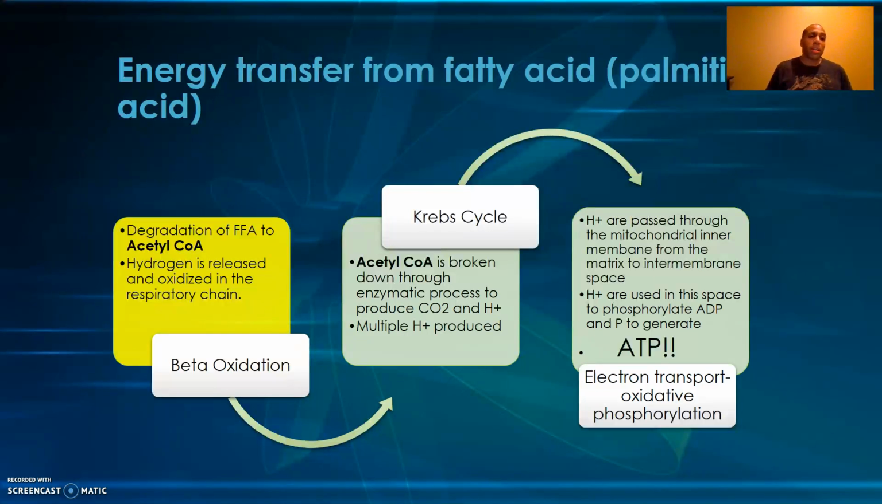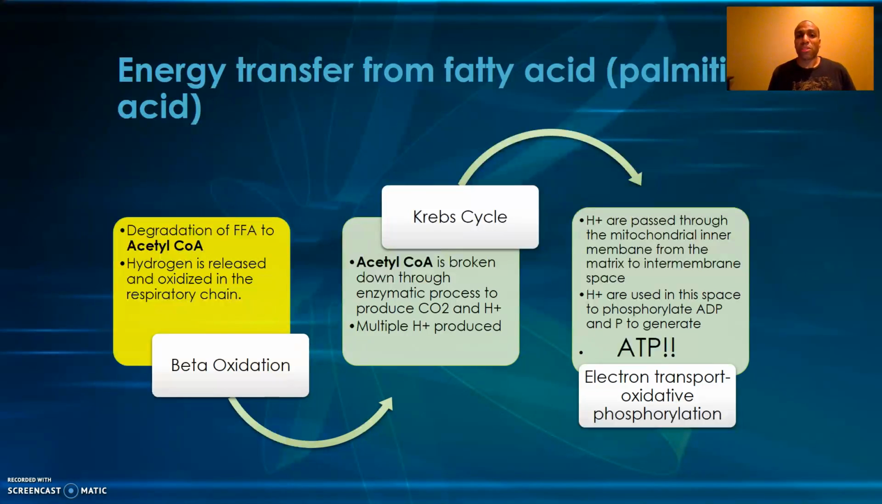Another byproduct of this beta oxidation is that hydrogen is released, and it's oxidized through the respiratory chain. We'll get into where these hydrogen ions go, but those are also going to be energy units used in the final production of ATP. So the beta oxidation takes the free fatty acid and degrades it into acetyl coenzyme A.